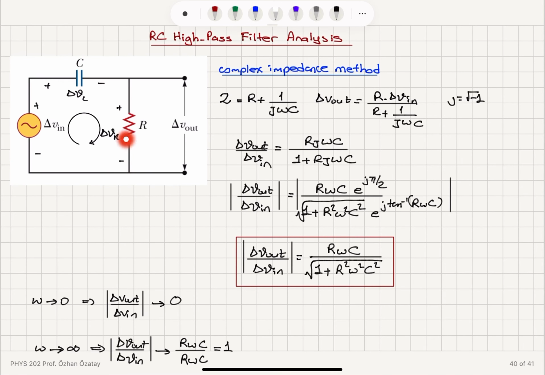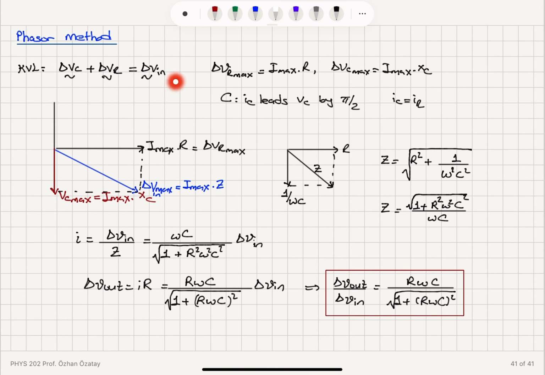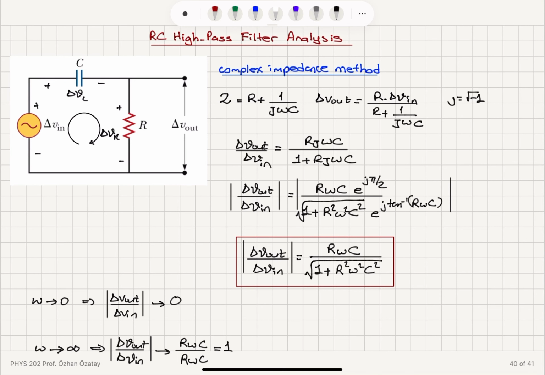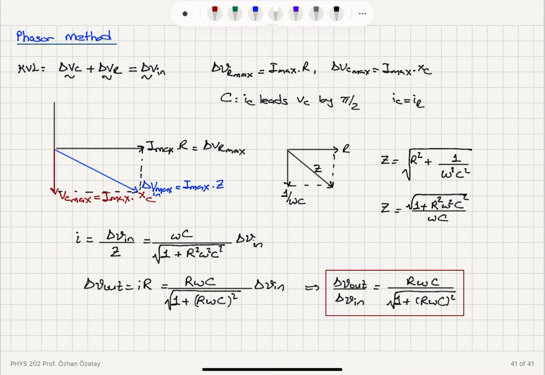The same result is obtained using the phasors, where we add the voltage phasor in the capacitor and the voltage phasor in the resistor to the voltage phasor of the AC source, being careful with the phase relationships. We have the same current flowing on these elements, so the current phasors are common. For the voltage phasors, we multiply the maximum current with R for delta VR and maximum current with XC for delta VC maximum value. And in a capacitor, the current leads voltage by pi over 2, or voltage lags current by pi over 2.